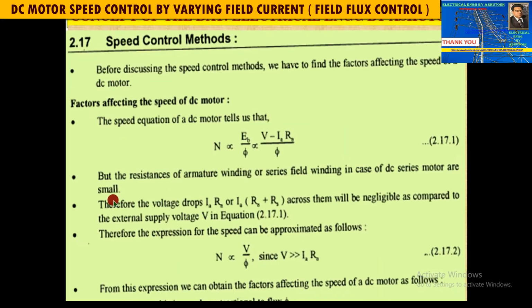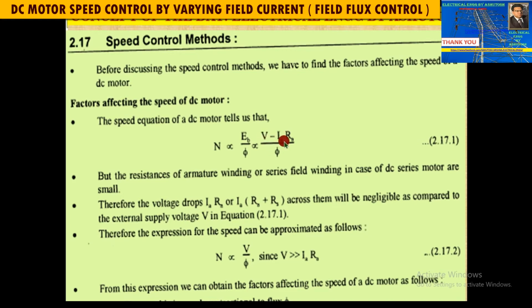So what is the relation, guys? Before discussing the speed control method, we have to find the factors affecting the speed of a DC motor. You can clearly see the speed equation of a DC motor: N is proportional to EB upon phi, where EB is the back EMF and phi is the field flux. The back EMF can be written as VT minus IA RA, where VT is the terminal voltage, IA is the armature current and RA is the armature resistance, divided by flux.